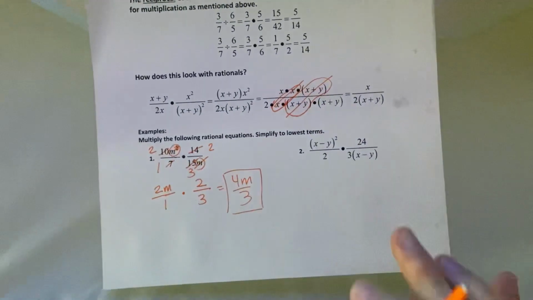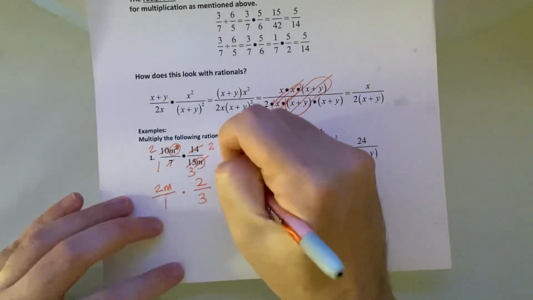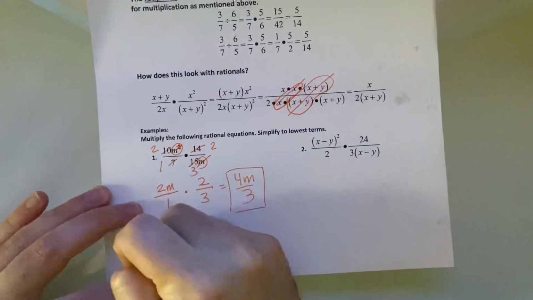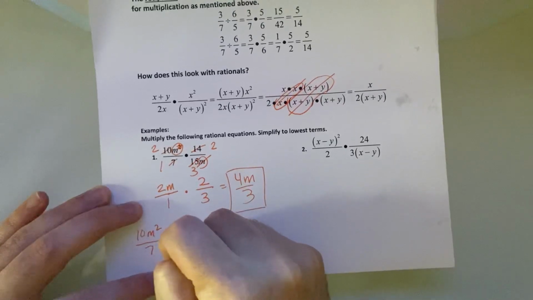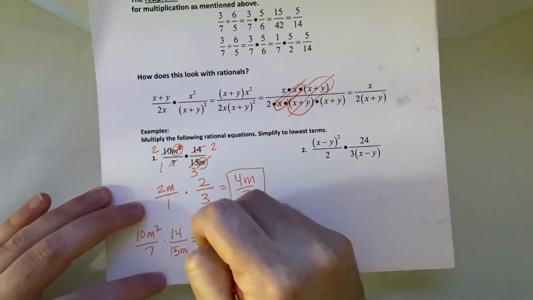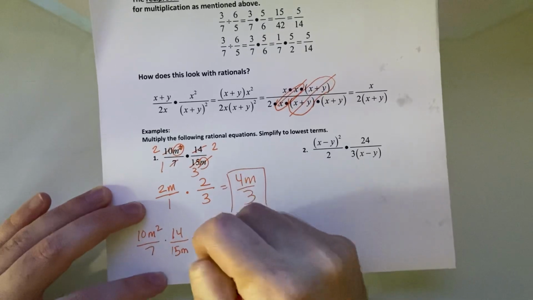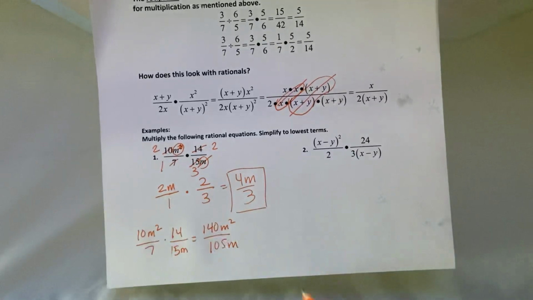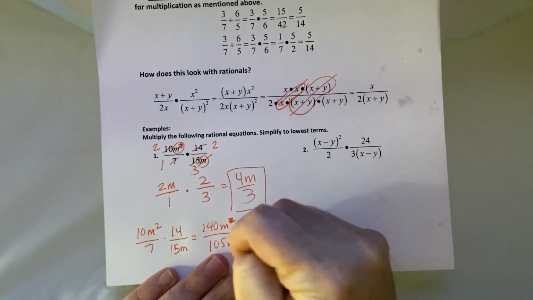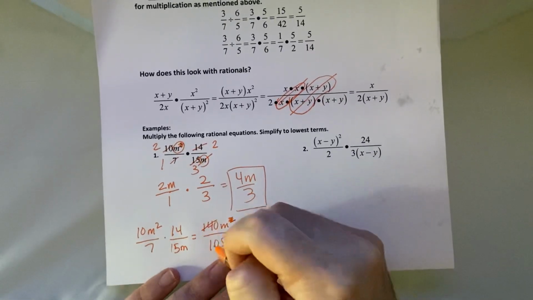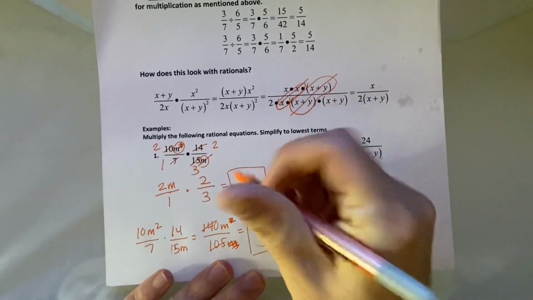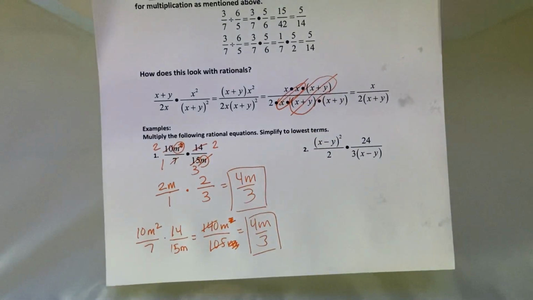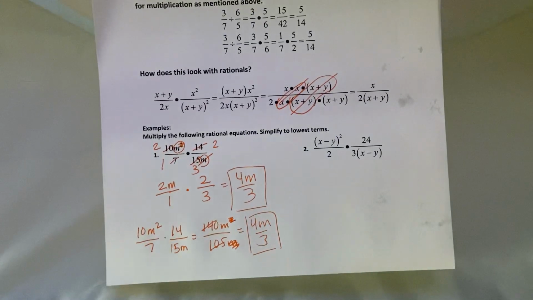Now, what would have happened if we didn't do that and we just multiplied first? If I had just multiplied first, 10m squared over 7 times 14 over 15m, I would have gotten 140m squared over 105m. Here, I realized the m reduces, and 140 over 105 reduced by a factor of 35 to 4m over 3. So this is why we recommend doing it the first way. It's just easier to see the numbers when they're 14 and 7 instead of when they are 140 and 105.